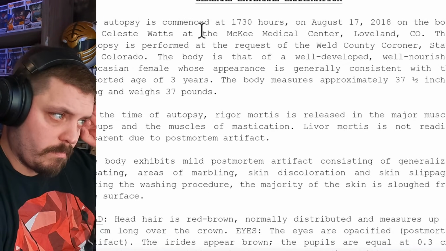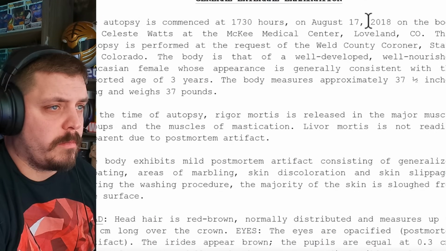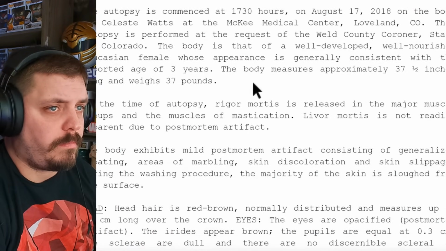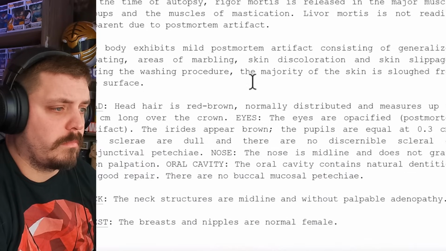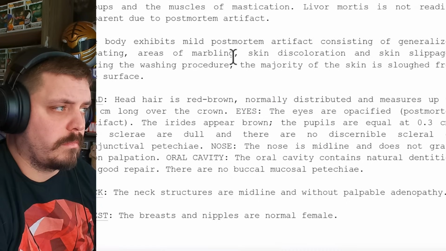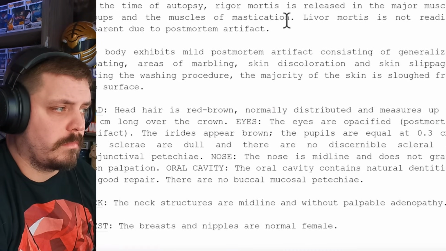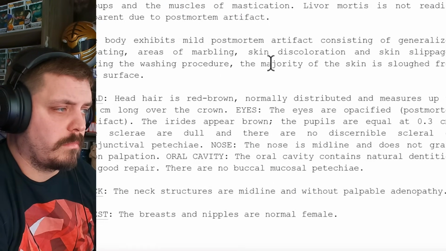General external examination. The autopsies commenced at 17:30 hours, so 5:30 on August the 17th. The girls' bodies were both recovered from the oil tanks on the 16th, so these autopsies were done as a matter of priority. Rigor mortis is released in major muscle groups, and that was the same for Bella. I don't think I mentioned it, but that was the same for Bella, and also in the small muscle groups in the face. So she'd been dead quite a while.